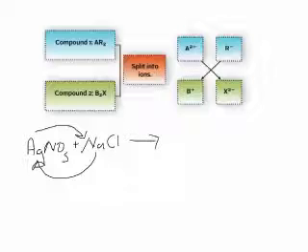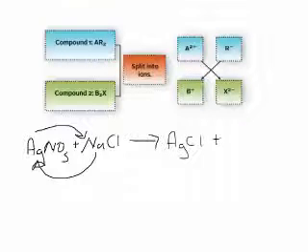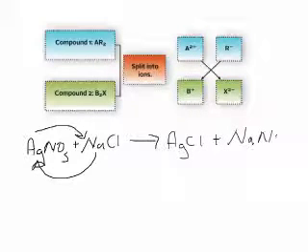I should probably also say that I'm leaving out the aqueous, which is unfortunately probably done more often than not, but we have to remember that in this chapter we're always talking about aqueous solutions. So on the other side we would have AgCl, and we would also have NaNO3. All that means is we've just swapped the positive ions, the cations.